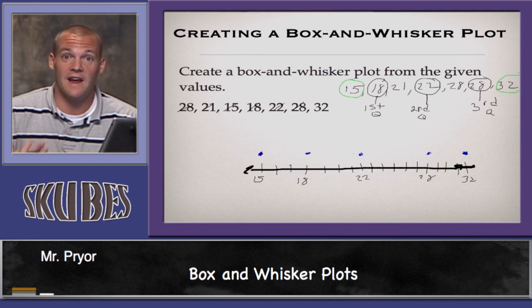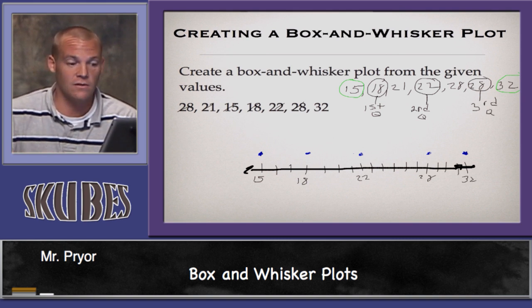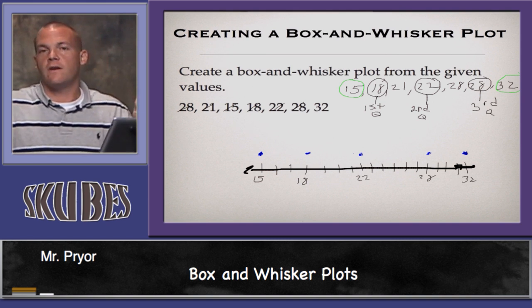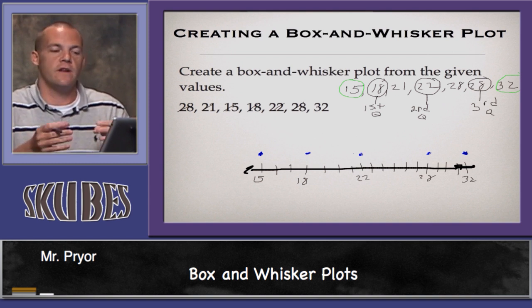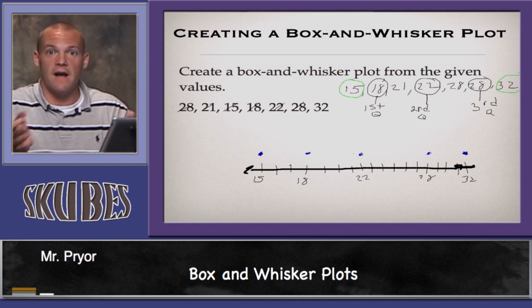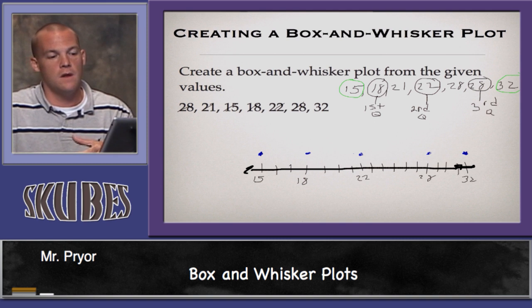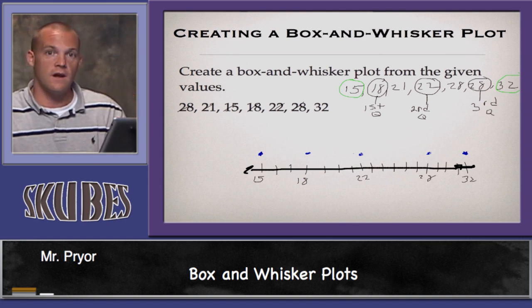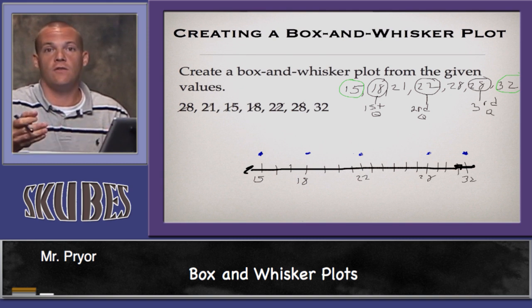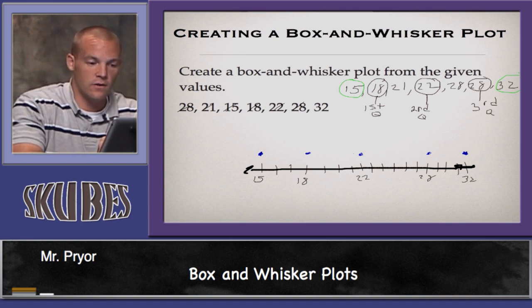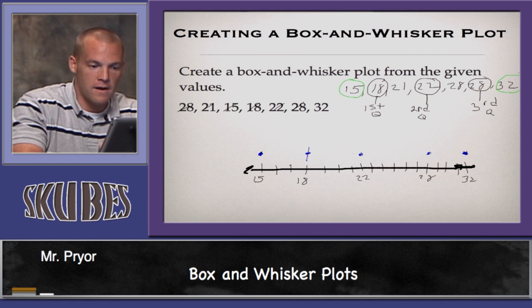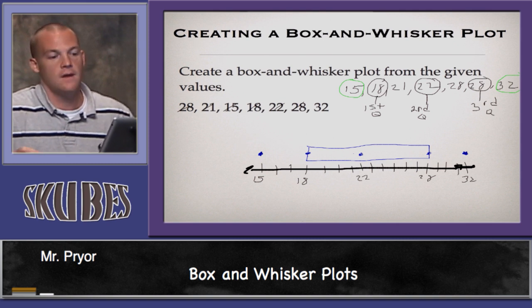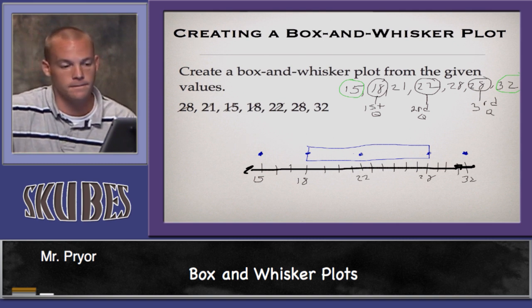So at this point, it's time to actually create the box and whisker. And to do that, you're going to create your interquartile range. And your interquartile range is represented by a box, which is the box in box and whisker. So you're going to make a box that extends from your lower quartile or first quartile all the way to your third quartile. So I'm going to show you how that's done. I'm going to draw a box that extends all the way over and all the way back. Just like that. It doesn't have to be perfect, but you can see it looks like a rectangle.